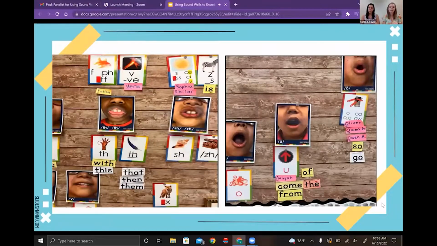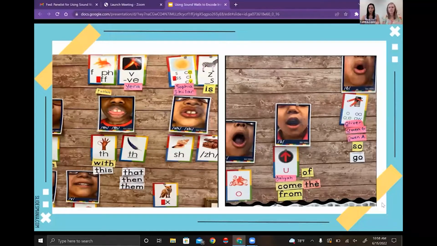So just going back to the sound walls in our own classroom, this is an example of one that was in my room. At the beginning of the year, you're going to see students' names on this wall. We would talk about how their names related directly back to the sound spelling cards and the picture cards and the mouth cards. And that kind of gave them a vested interest in the sound wall.